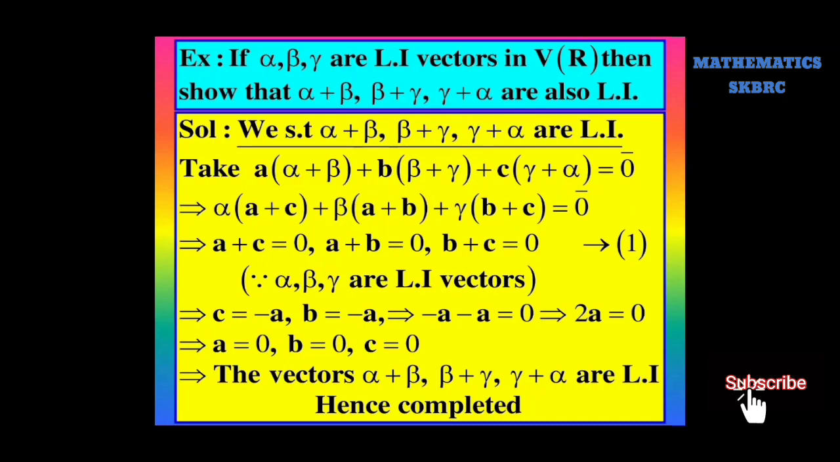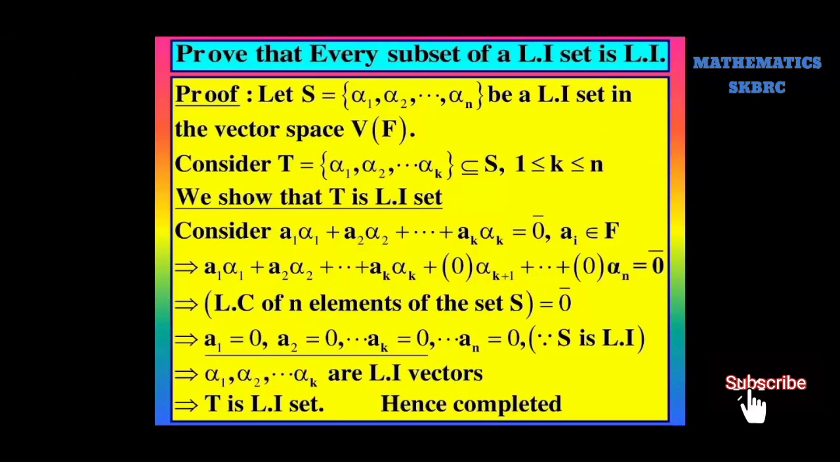Hence completed the result. Prove that every subset of an LI set is LI. Let S equal to the set of alpha 1, alpha 2 and so on alpha n be an LI set in the vector space V(F), where F is a field. Consider another set T equal to the set of alpha 1, alpha 2 and so on alpha k, which is a subset of S where 1 less than or equal to k less than or equal to n. We show that T is an LI set.